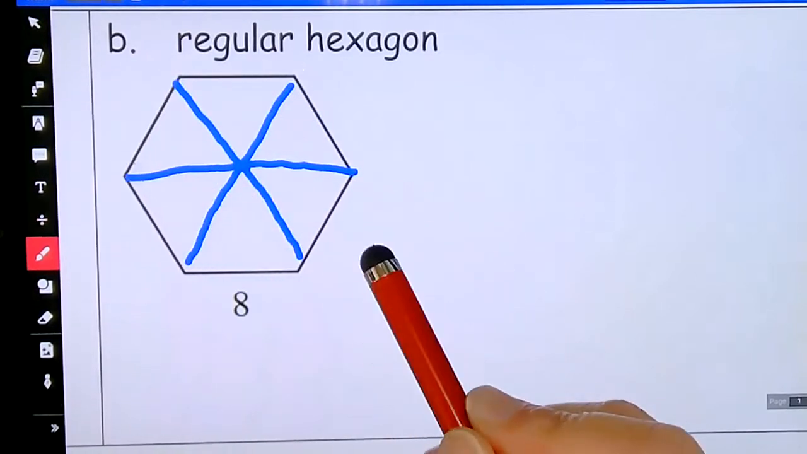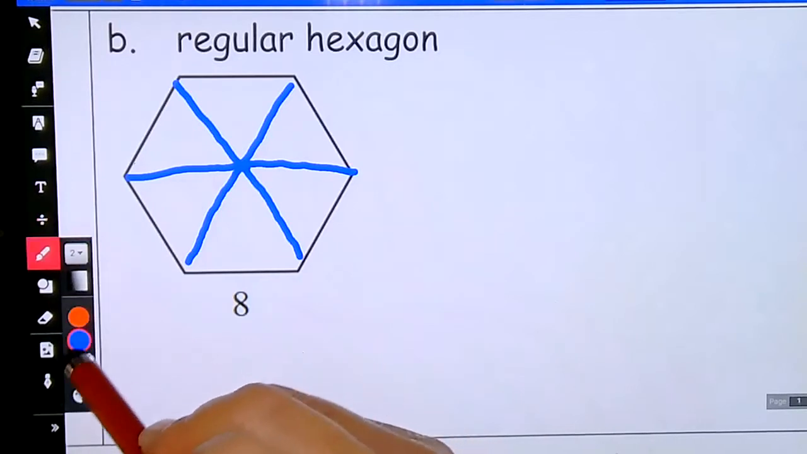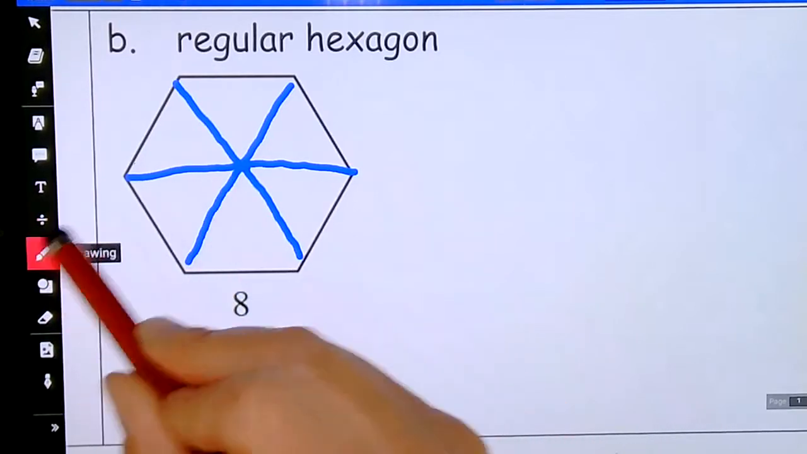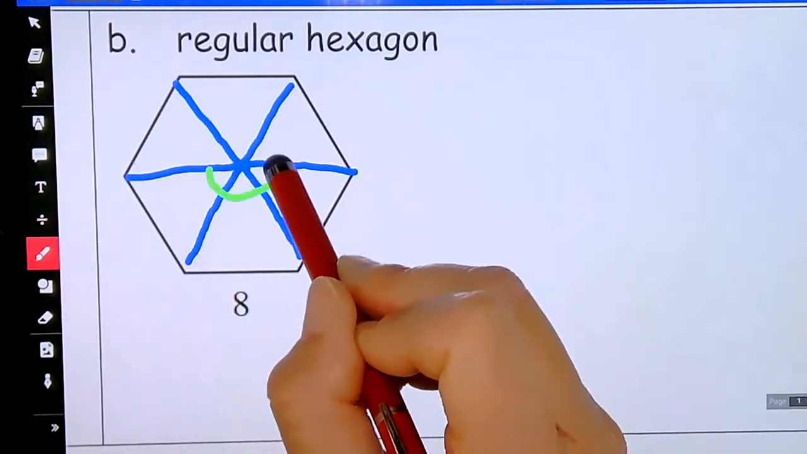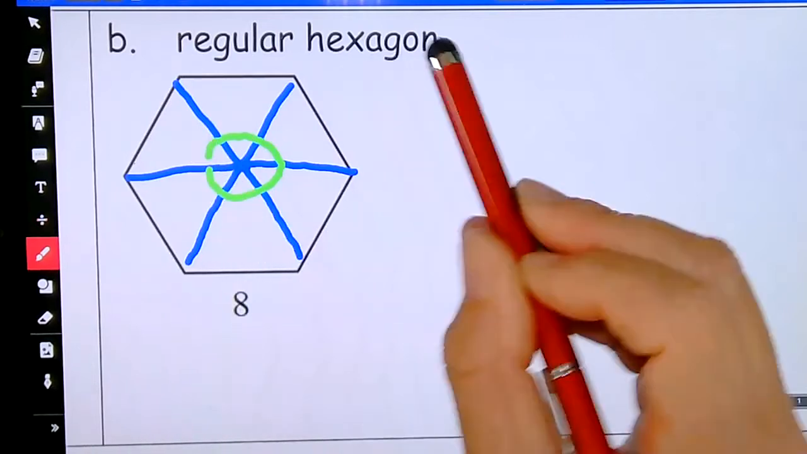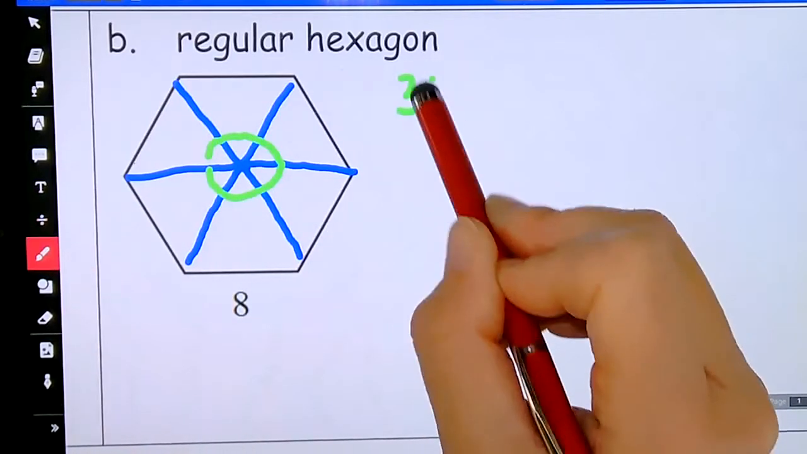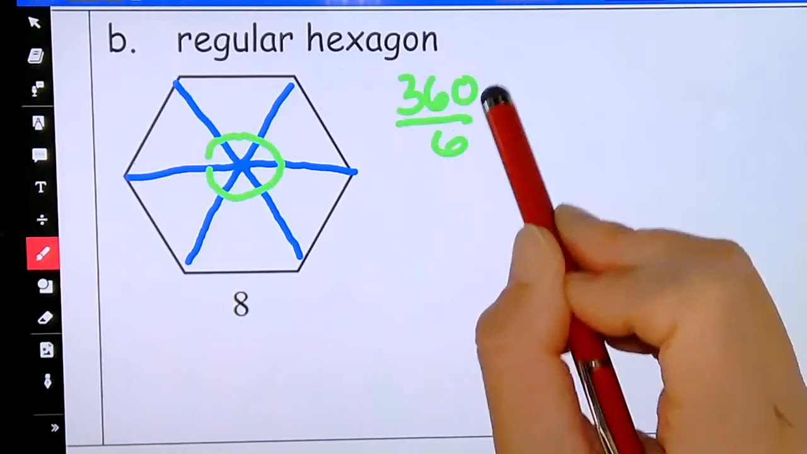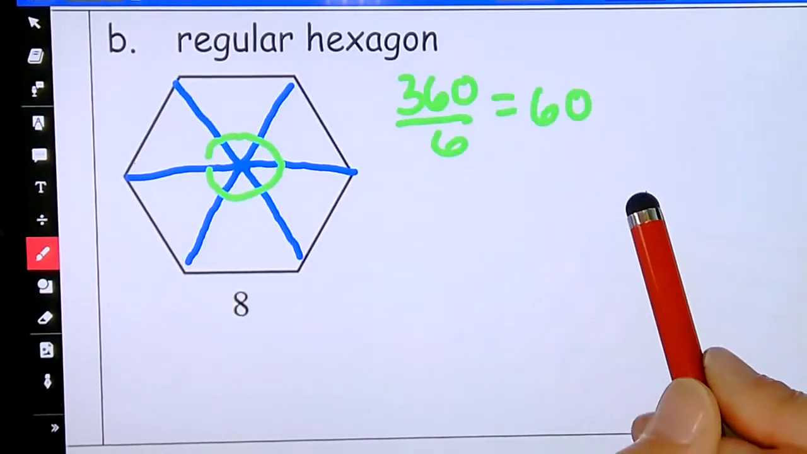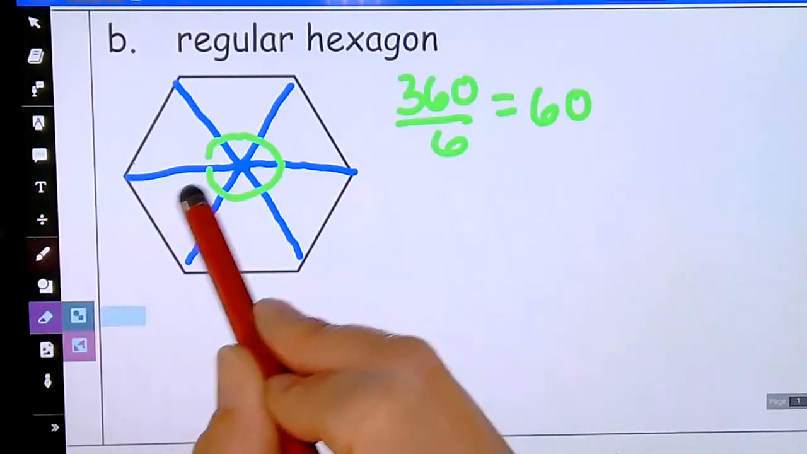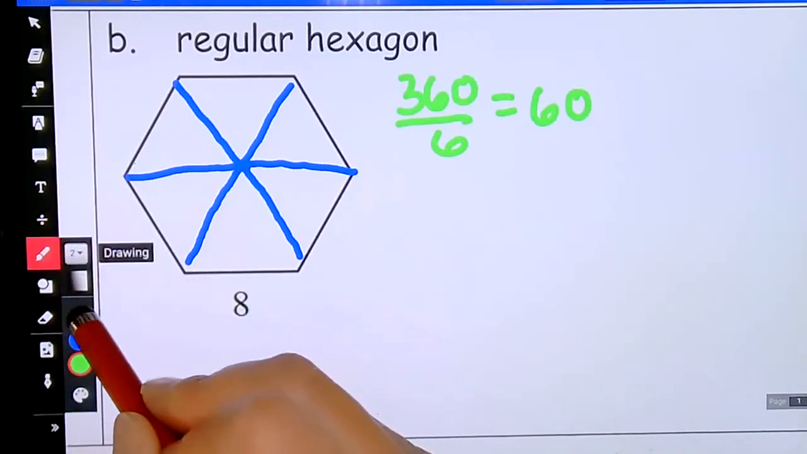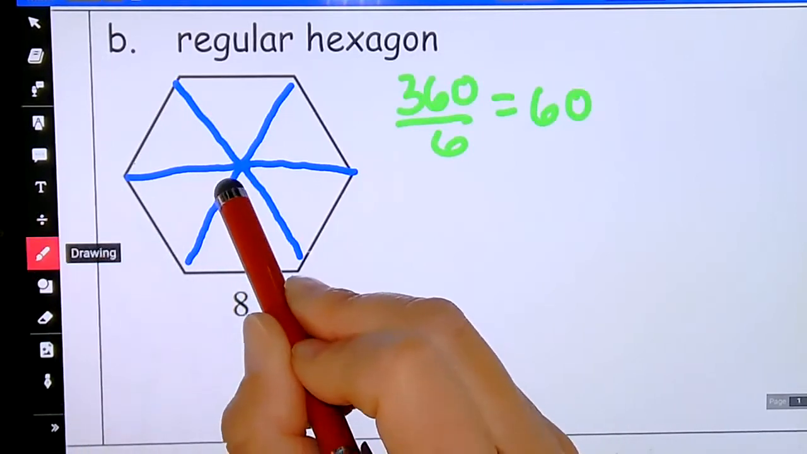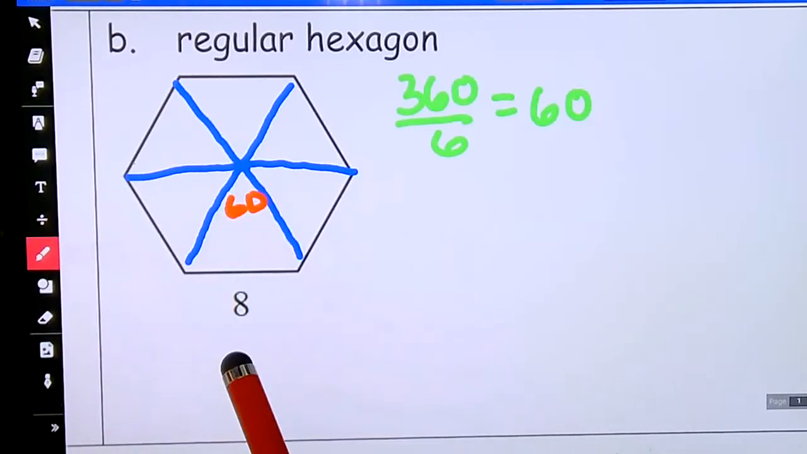Okay, 6 triangles. Now, again, when I'm trying to think about this and I'm going all the way around, I am going to be taking 360 divided by 6, which is 60 degrees. So each of these angles is 60 degrees. Okay. So this is going to be 60 each of these.